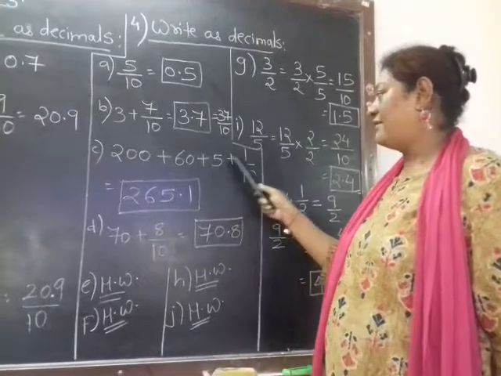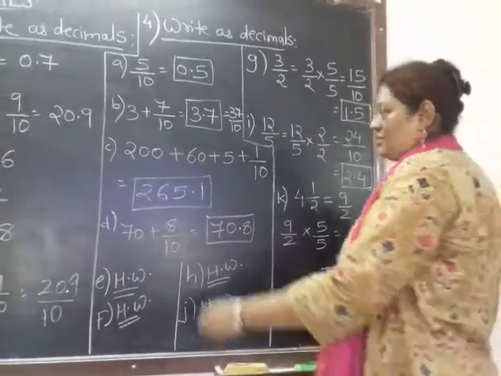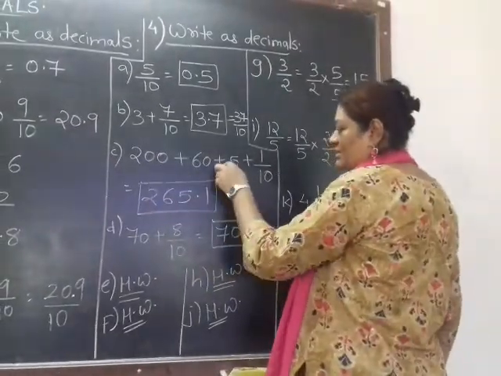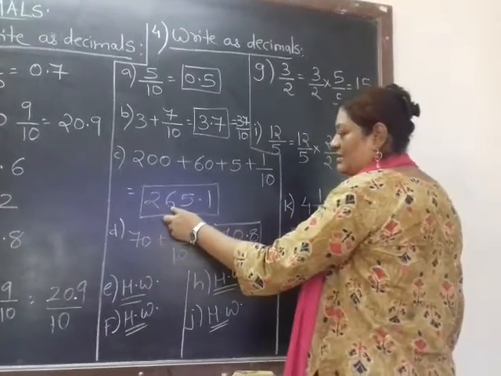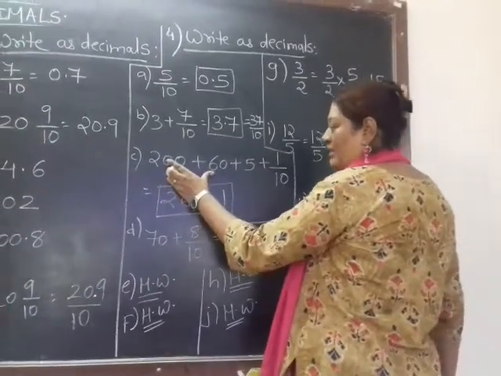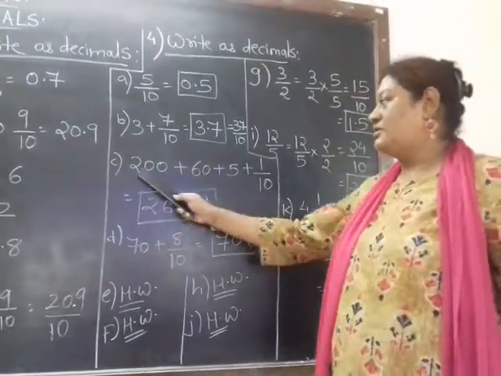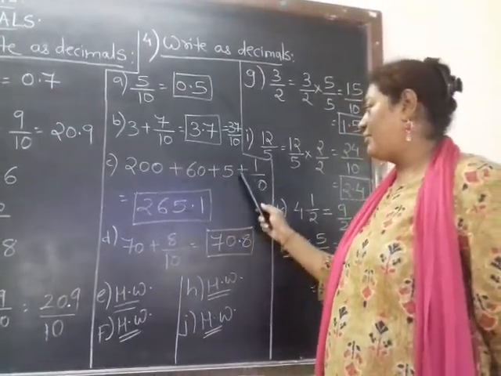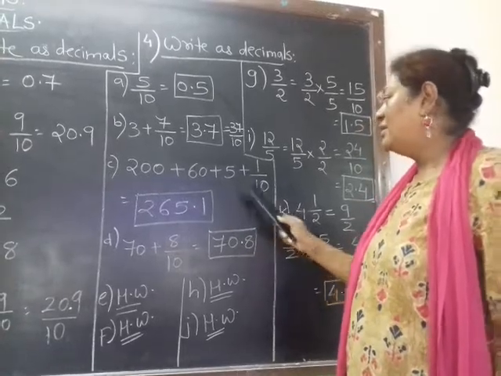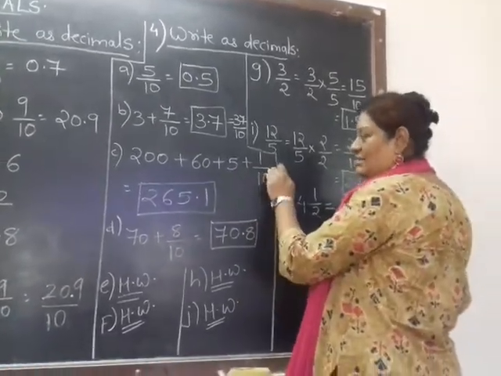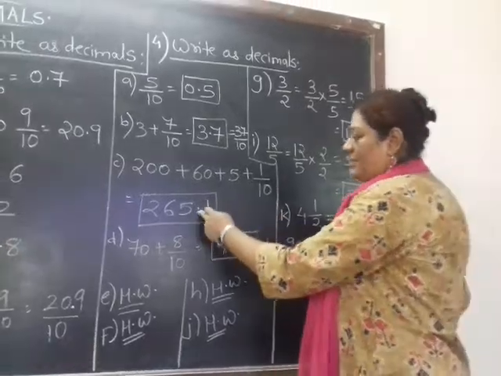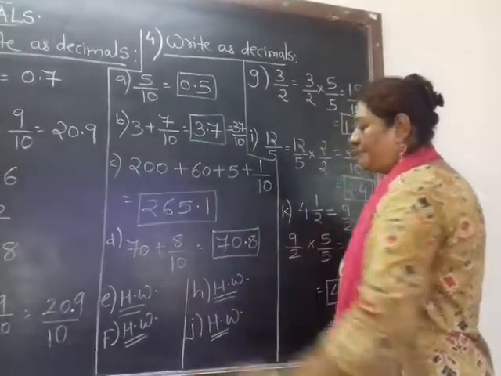260 plus 5 and 1 upon 10. So combine all these 3 numbers, removing the plus sign. 265. You have to combine the numbers, removing the place value zeros. So 265.1. After 5 we have the tenths number, 1 upon 10. So this will be after the point, 1 will come.